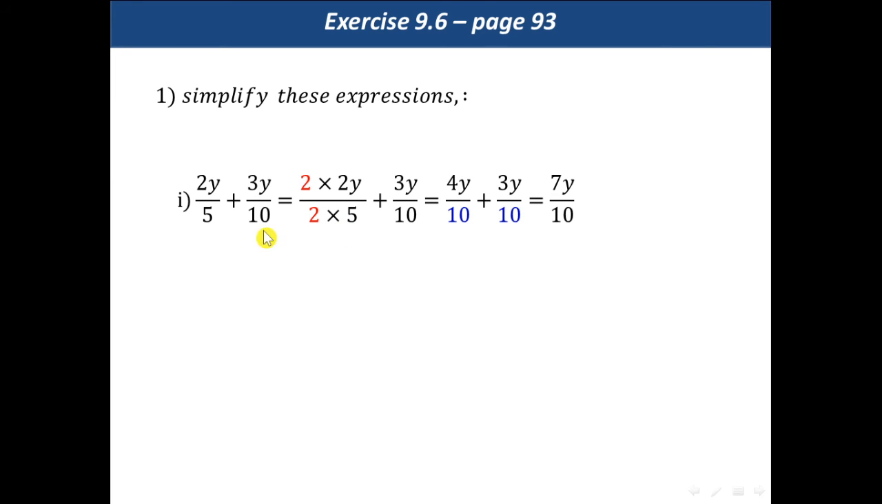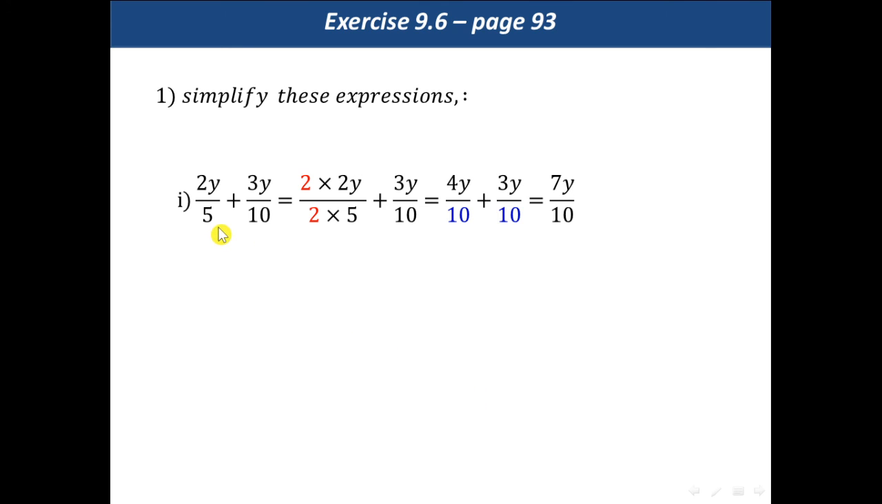Now what does 10 represent for me here? Between these two numbers, 10 and 5, 10 is the highest common multiple. You can try it. 10 times 1 is 10. 5 times 1 is 5. 5 times 2 is 10. So 10 is the highest common multiple.